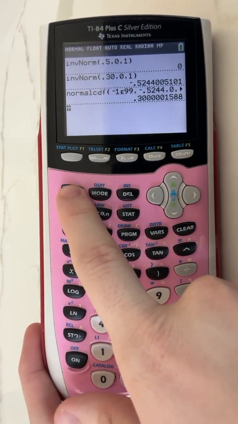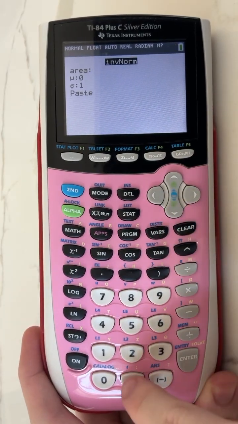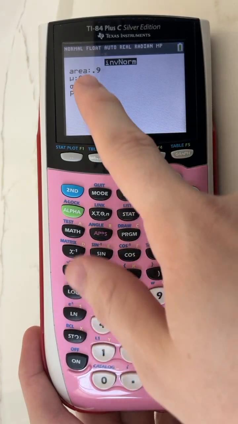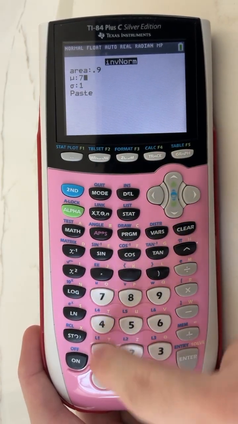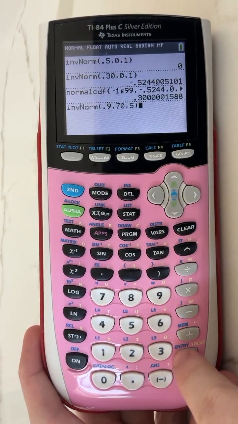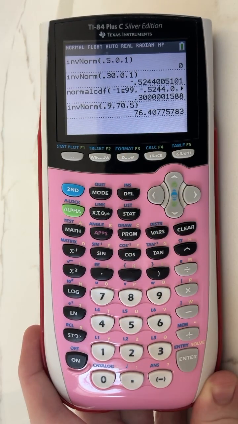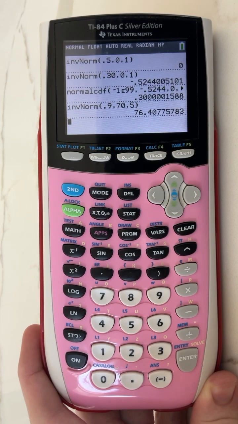So we'll go to second distribution, inverse normal, and then we'll say we want 90% of people less than this value. So 0.9 is the area we'll put in. The mean, the average height, is 70 inches and standard deviation is 5 inches for this group. So we would have to be 76.4 inches tall to be in the 90th percentile for this group.